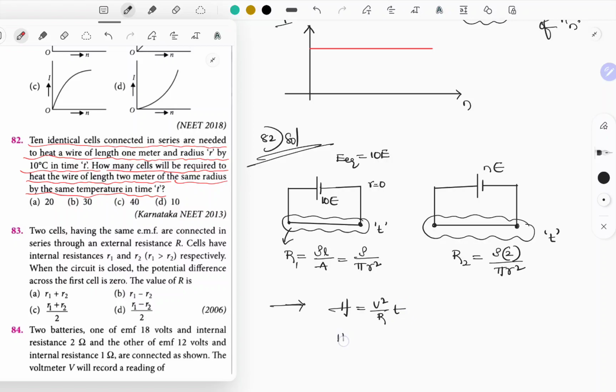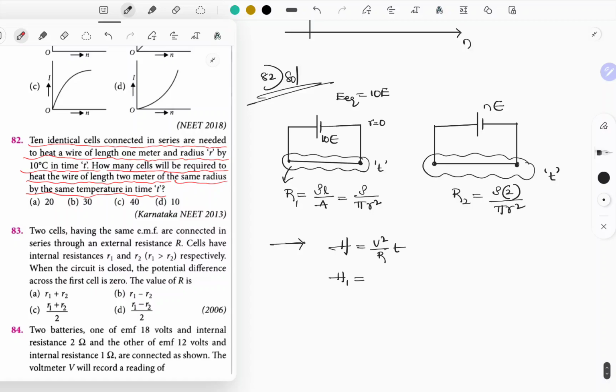So let's write down the equation for both of them. H1 is equal to V1 square... H1 is directly proportional to V and R, right? Because here T is the same or different? T is the same. And one more thing that we have to understand is this heat is replaced by m s delta T, isn't it? Just observe here, what's the general formula for mass?